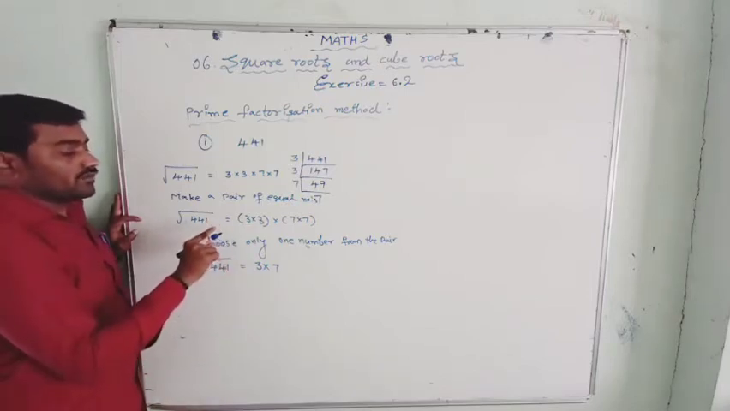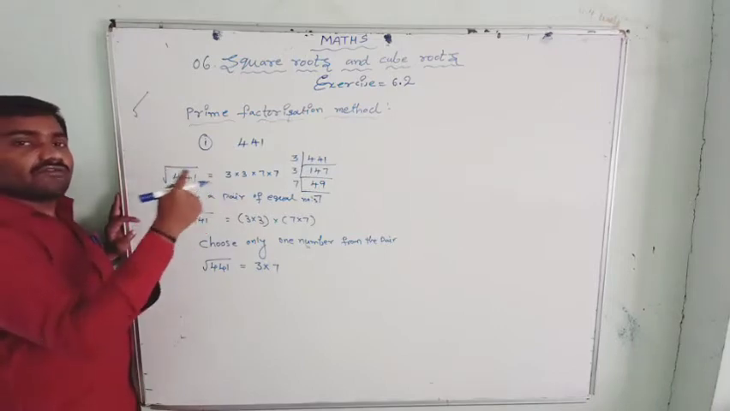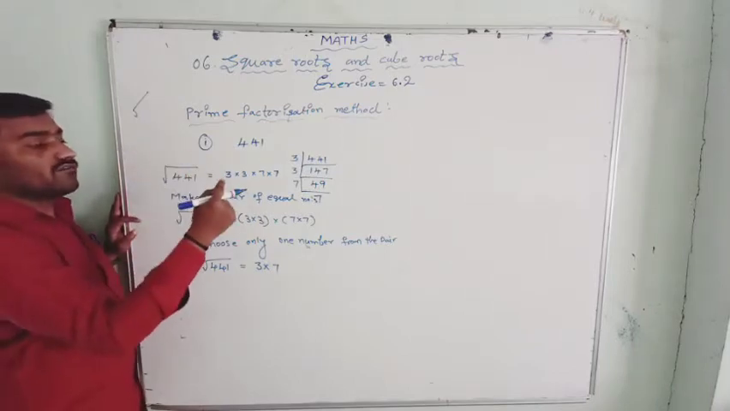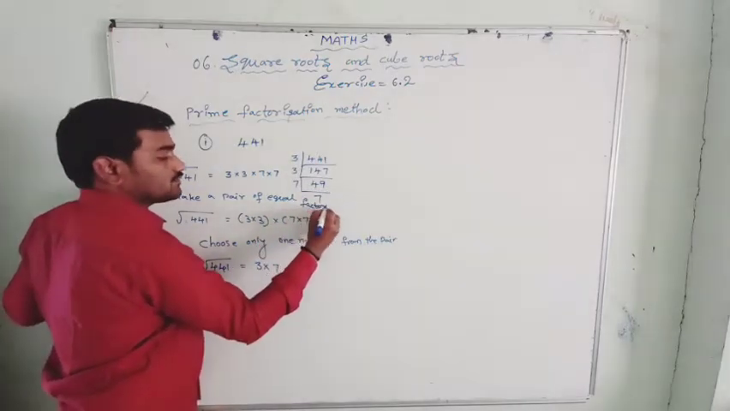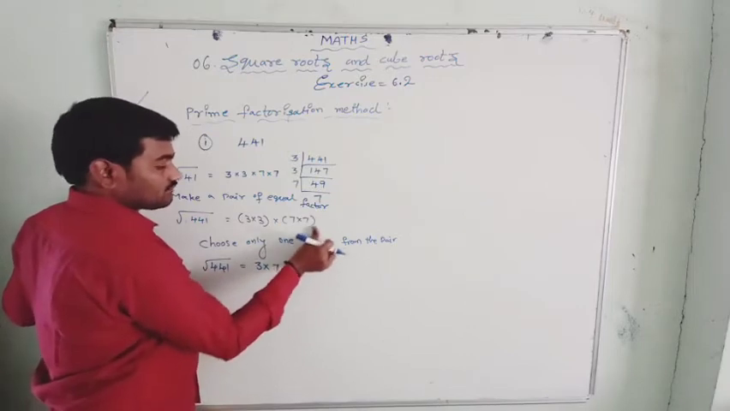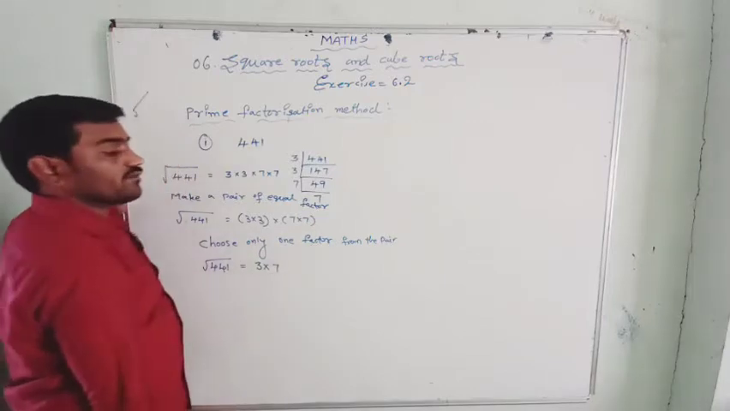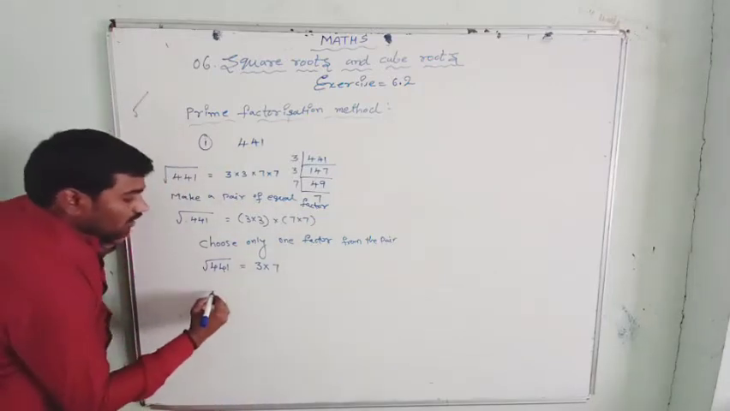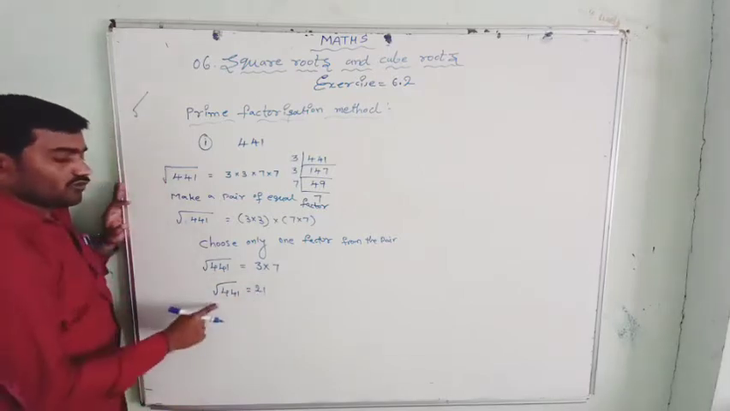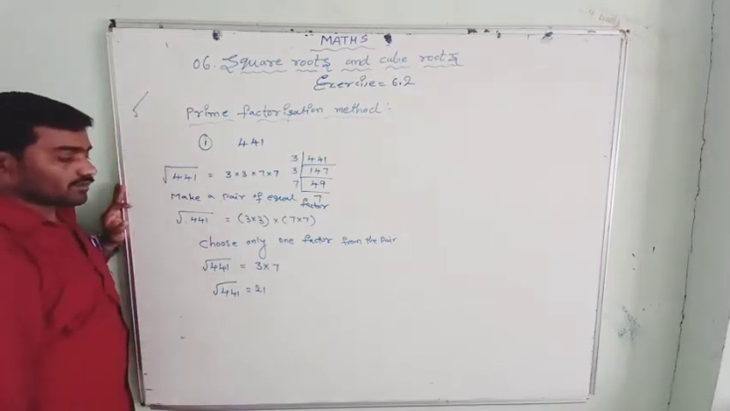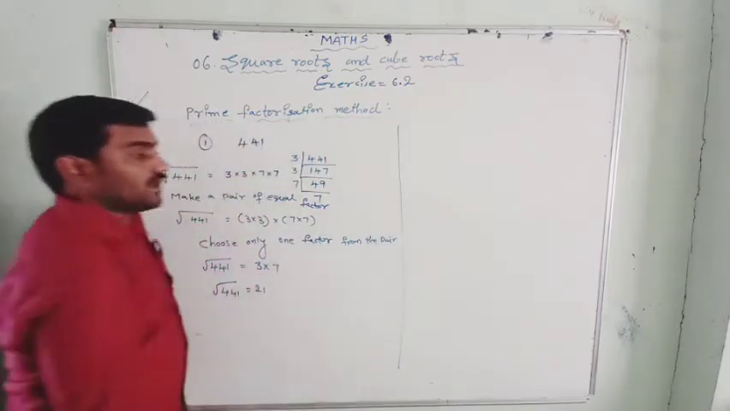Because the square root of a number, we always write as the product of two same numbers, that is, the product of two equal factors. So choose only one factor from the pair. Okay. Now square root of 441 is equal to 3 sevens are 21. So square root of 441 equals 21.